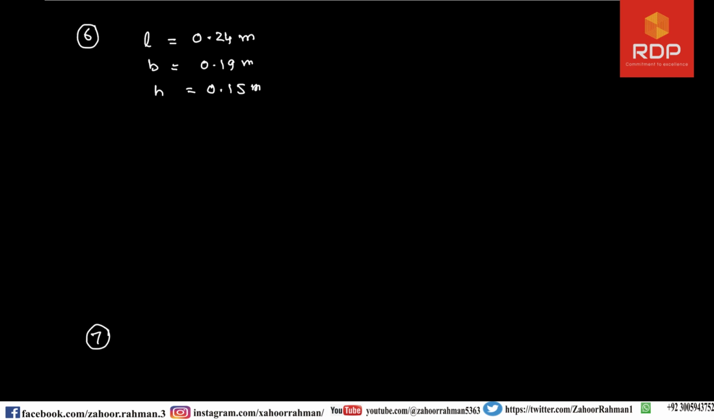find the volume. So volume is equal to length into breadth into height, and when we are putting the values inside it, it will be 0.24 into 0.19 into 0.15 meter cube, and when we calculate it, it will be 0.00684 meter cube. Now this is the volume of the cuboid.